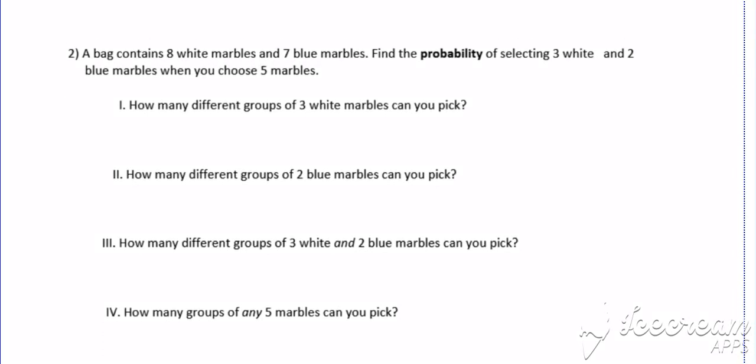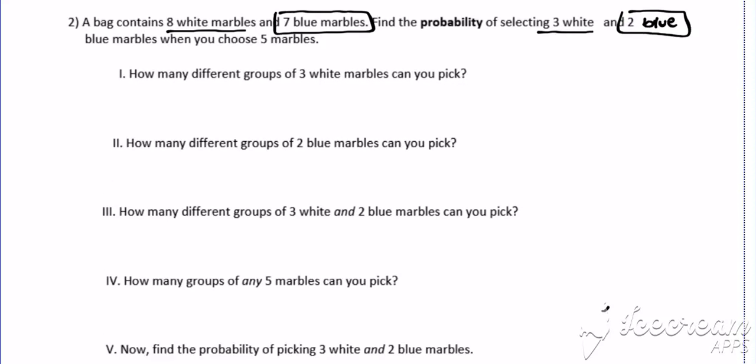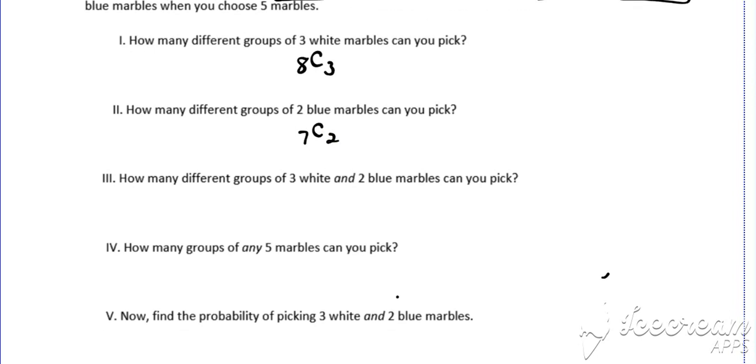So we'll look at a bag contains 8 white marbles and 7 blue marbles. And we're looking at the probability of selecting 3 white and 2 blue. So how many different groups of 3 white marbles can you pick? In other words, choose. So this would be 8 choose 3. How many different groups of 2 blue marbles can you pick? Would be 7 choose 2. So when it asks how many different groups of 3 white and 2 blue, remember with this word we were multiplying. So we multiply 8 choose 3 times 7 choose 2.